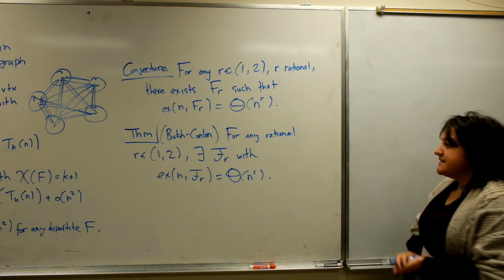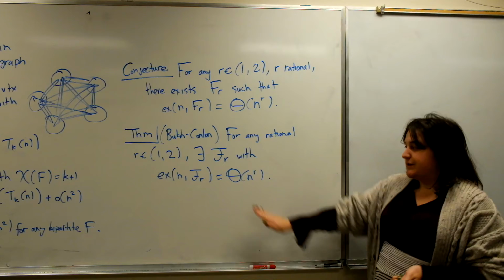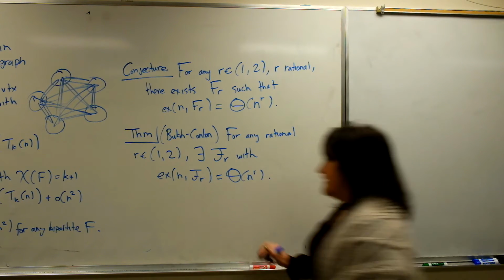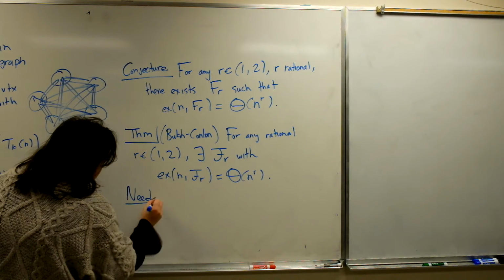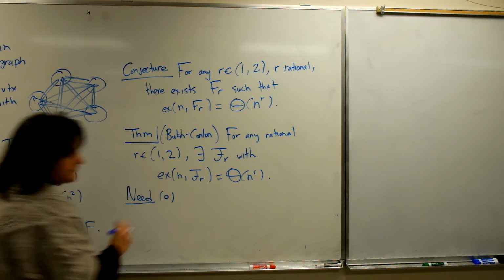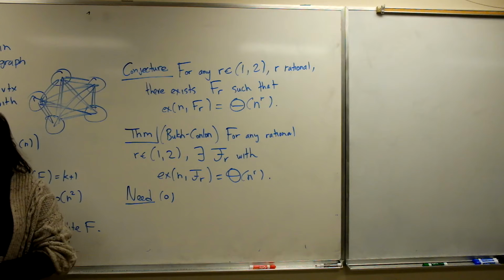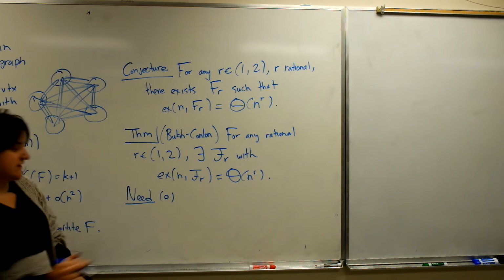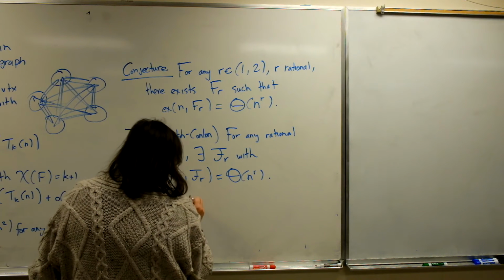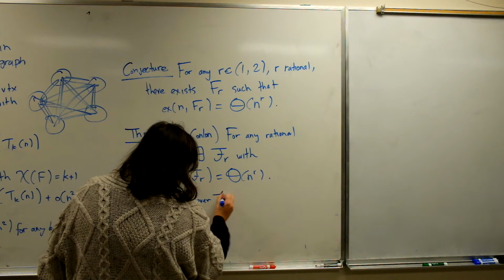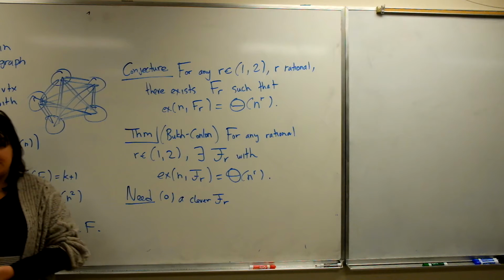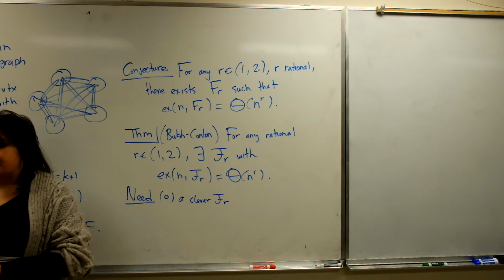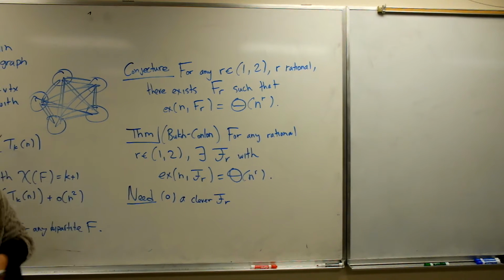Okay, well then let's think about how we would go about this. We've already alluded to one thing that we would need. I'll say step 0 would be to choose a good candidate forbidden family. So a clever F sub r for whatever rational we want to achieve, which we would have some reason for thinking would achieve that exponent.